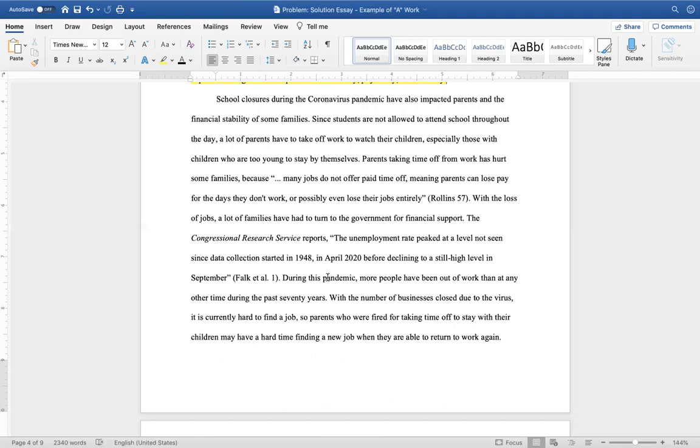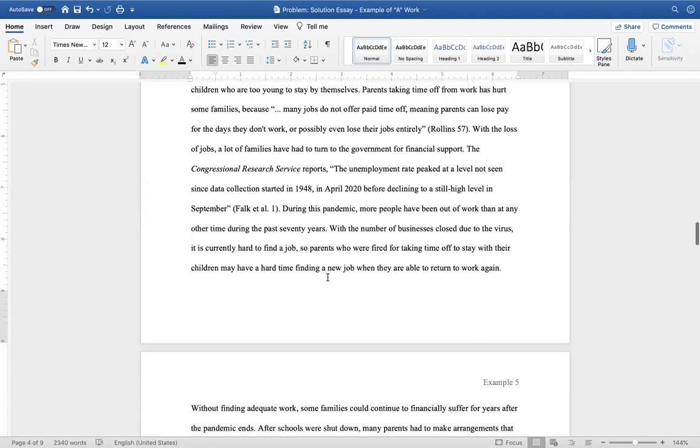With the loss of jobs, a lot of families have had to turn to the government for financial support. The Congressional Research Service reports the unemployment rate peaked at a level not seen since data collection started in 1948 in April 2020 before declining to a still high level in September. During this pandemic, many people have been out of work more than any time during the past 70 years.